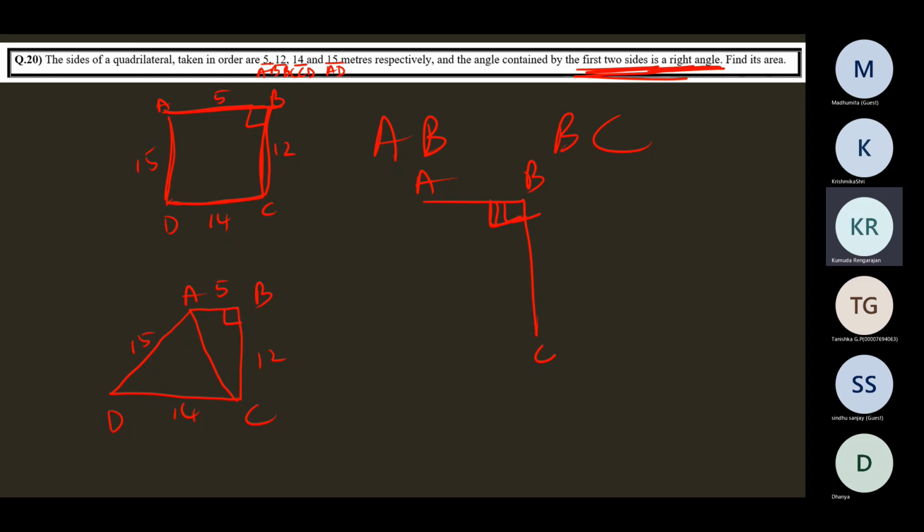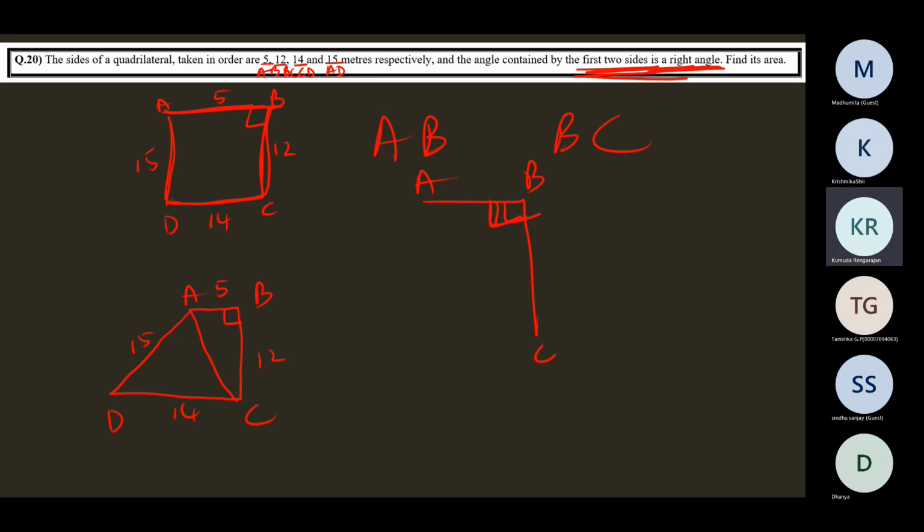Then next, what will you do, Krishmika? The question is to find the area of the quadrilateral. So first, you'll find the area of triangle ABC. Formula? Pythagoras theorem? No. To find the area, the formula is half base into height. Yes. So half into base into height. Values: half into 5 into 12.